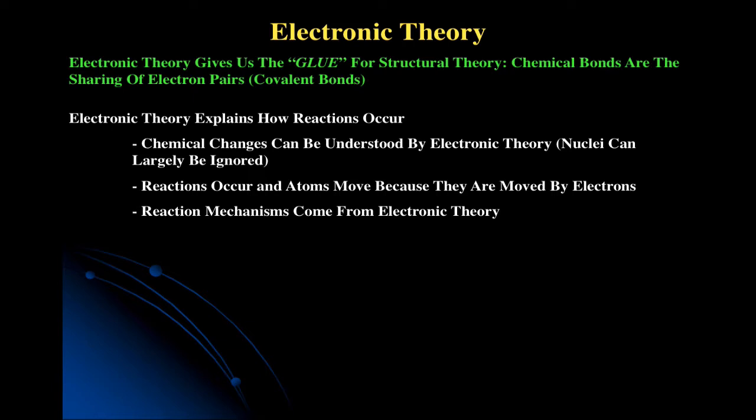And so electronic theory allows us to explain the chemical changes. We know that it's the electrons that are responsible. We can ignore the nuclei for the large part in terms of chemists. The thing that separates chemists from physicists: chemists study electrons, physicists study nuclei. Okay? We're only concerned about the electrons, and it just so happens that carbon comes in with so many electrons, nitrogen comes in with more, so on and so forth, right? And so by studying the electrons, we know something about the chemistry. We know that reactions occur and atoms move because they're moved by the electrons. And we know that the reaction mechanism, how a reaction occurs, is because of the electrons.